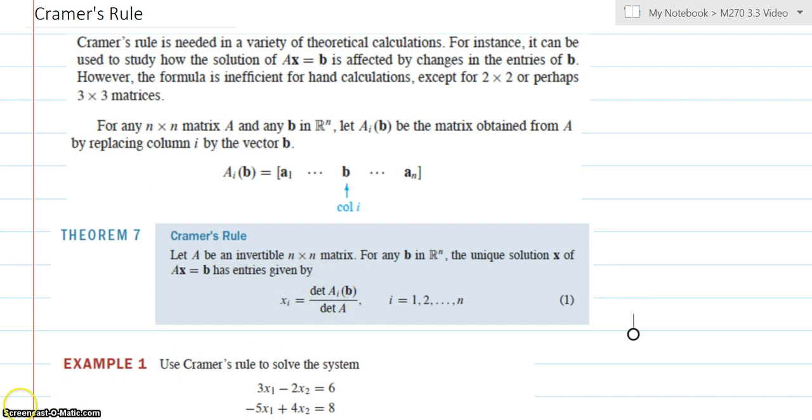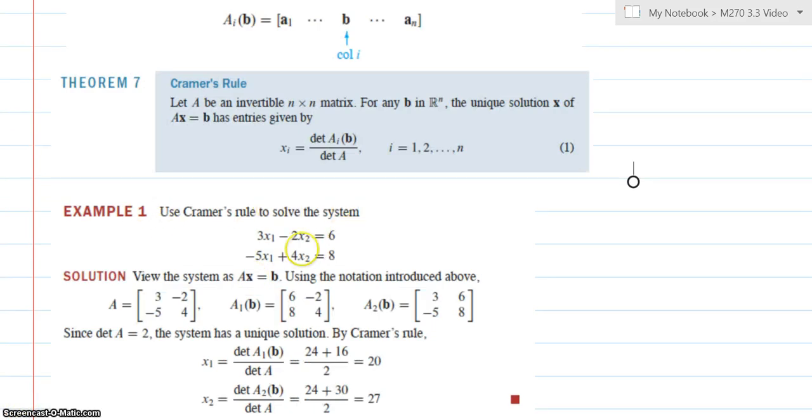So let's look at example 1. We're going to use Cramer's Rule to solve the system, and we're going to let A be the coefficient matrix. So A sub 1 of b, what is that? We're going to take this b, this 6, 8, and replace the first column with it. So instead of 3, negative 5, we're going to put 6, 8, but we're going to leave the second column. And A sub 2 of b is the same idea. We're going to put it in for the second column. So again, leave the first column alone and change the second column. And then you just use this formula.